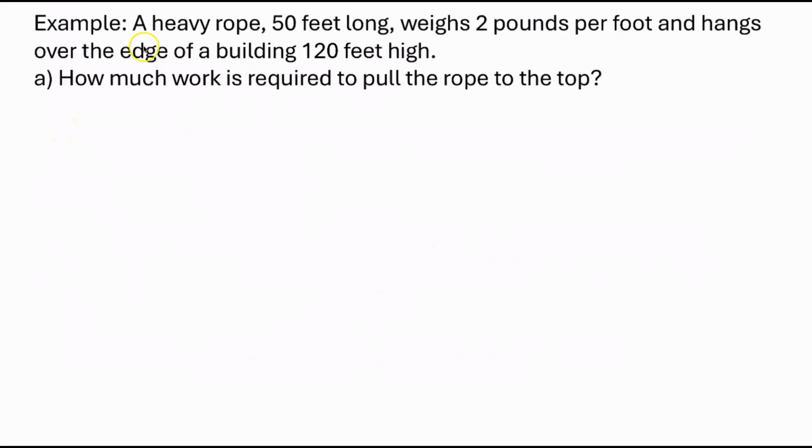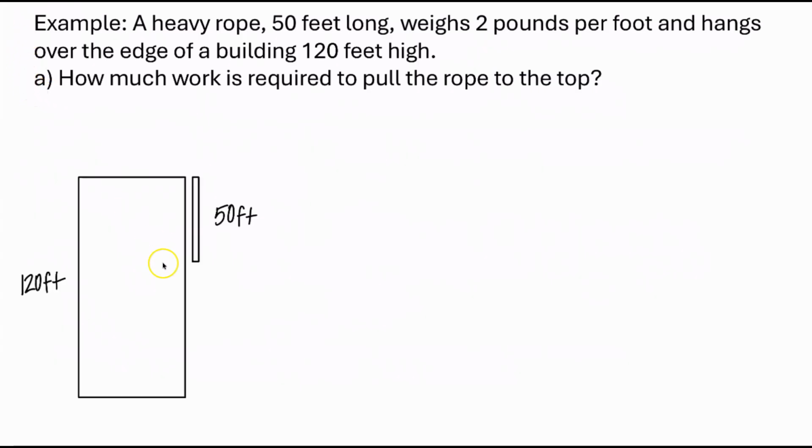Let's jump into an example. A heavy rope, 50 feet long, weighs 2 pounds per foot and hangs over the edge of a building 120 feet high. Part A, how much work is required to pull the rope to the top? Let's go ahead and draw a diagram. Here's a diagram of a 120-foot building and a 50-foot rope hanging off of it.